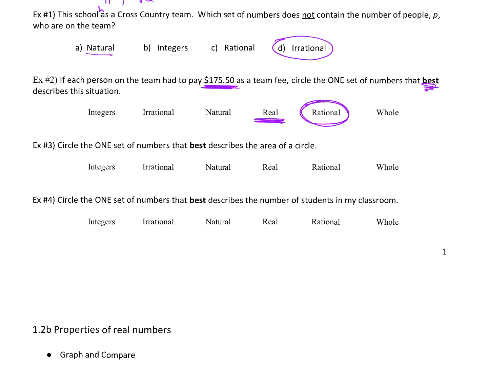Okay, look at 3 and 4. I want you to try those on your own real fast, and then we'll come back and do them together just to make sure we're good. Okay, tell your neighbor what you put for 3 and 4, and if you have different answers than them, convince them why your answer is correct.